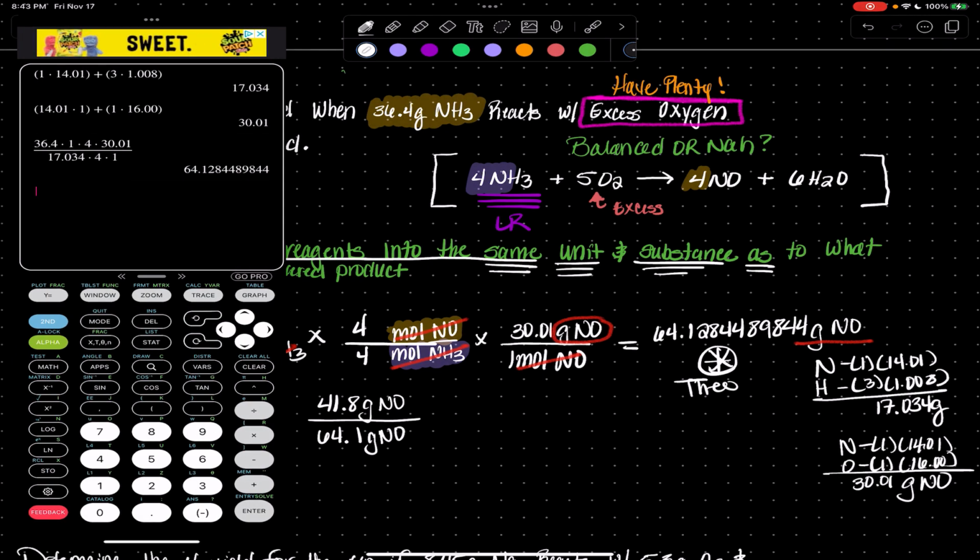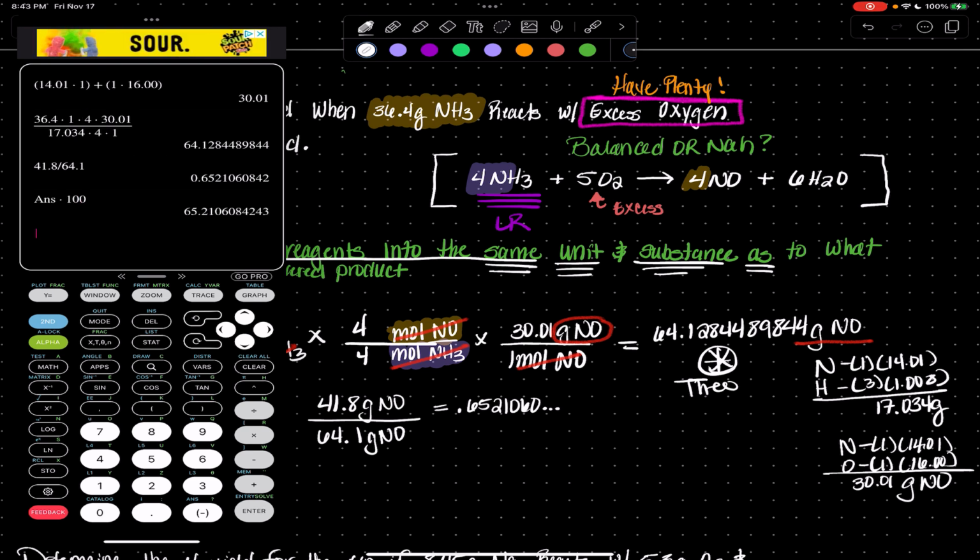So I'm going to compare 41.8 over 64.1. That gives me 0.652160, blah, blah, blah. I'm only going to keep 4 significant figures so we understand the point. I'm going to times that by 100 or move that decimal 2 places to the right. And that pushes you into a 65.21% yield. That's a pretty good reaction.